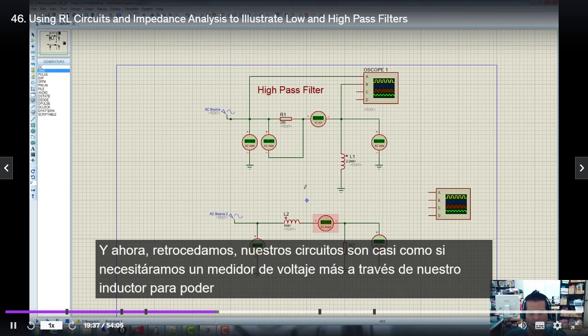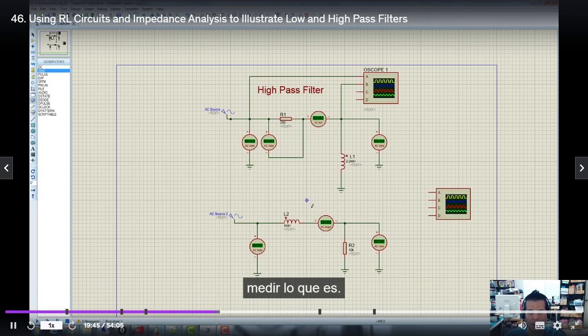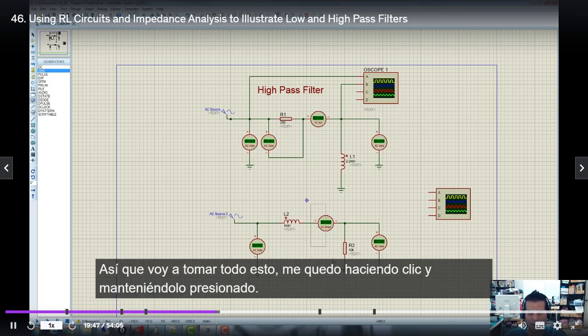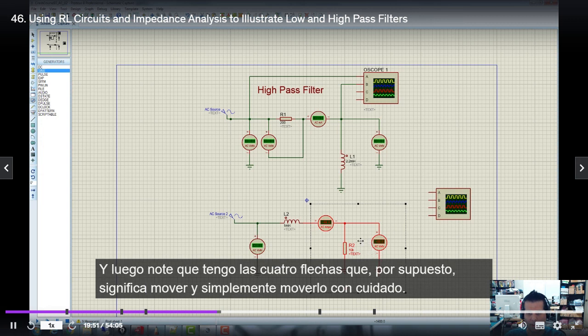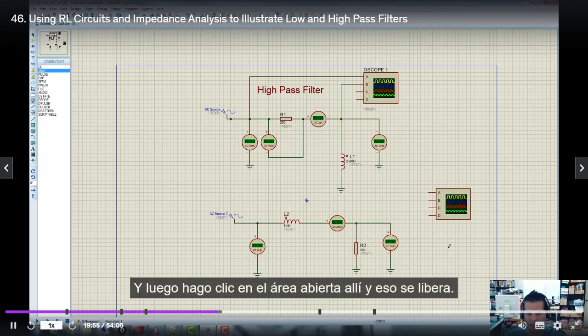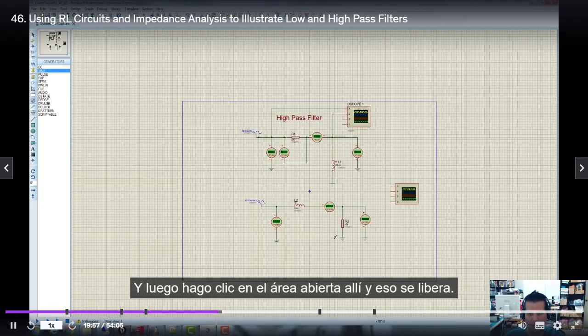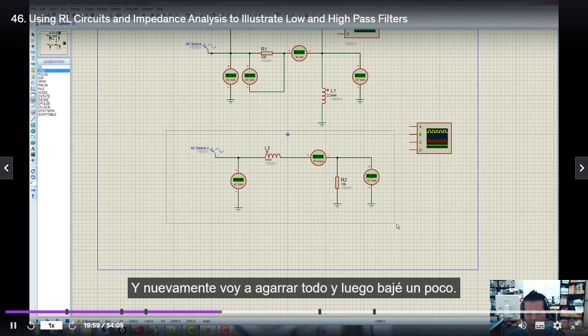Our circuits are almost alike. We need one more voltage meter across our inductor here so we can measure what it is. So I'm going to grab all this. I'm left clicking and holding it down, and then notice I've got the 4 arrows, which of course means move, and just move it kind of carefully. And I did, and then I click into open area there, and that releases it. And again, I'm going to grab the whole thing, and then I'm going to move it down a little bit.